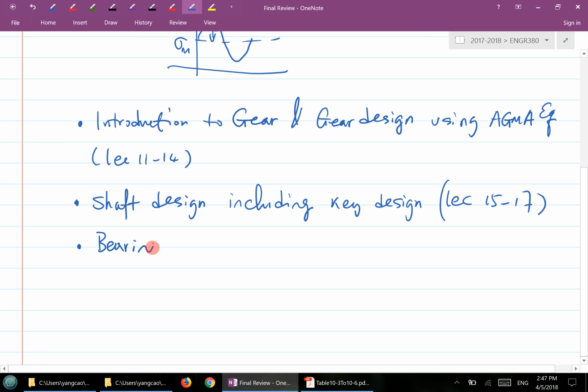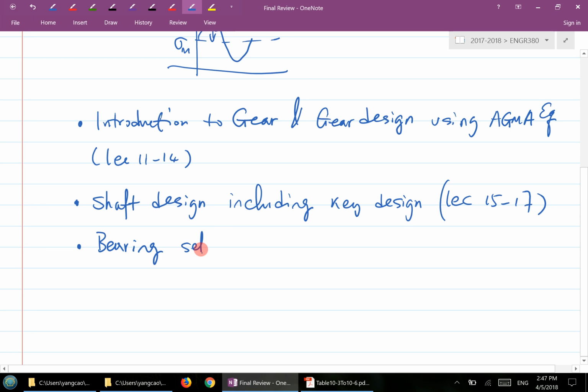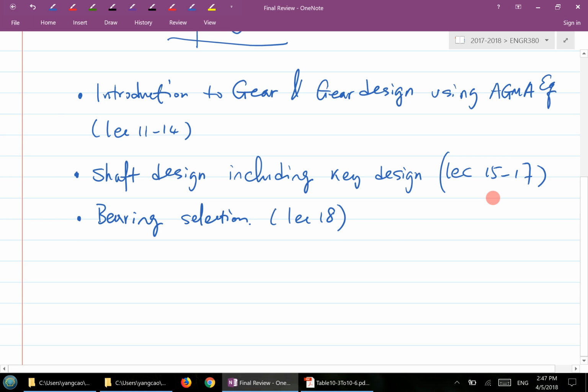After shaft, we look at the bearing selection. I'll look at the details a little bit more after. So that's lecture 18. From the bearing selection, these three things essentially are your project, right? It's the project that you have been doing. And this is what I mentioned when I started the project.